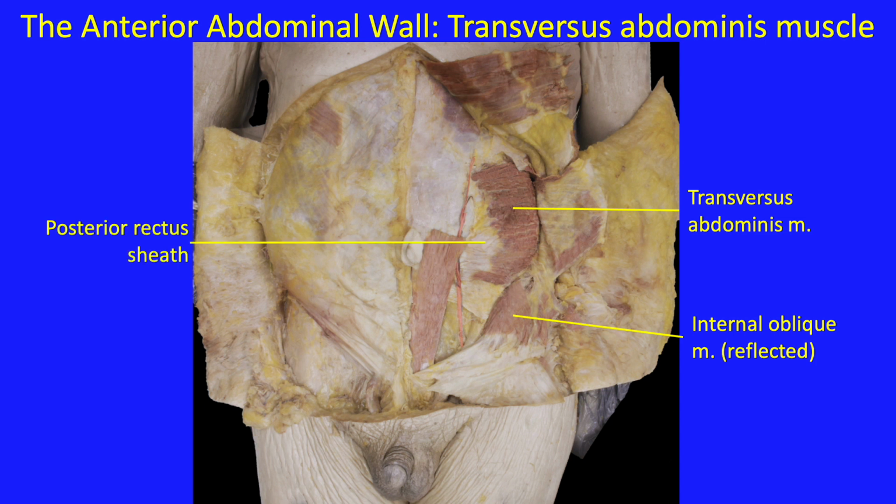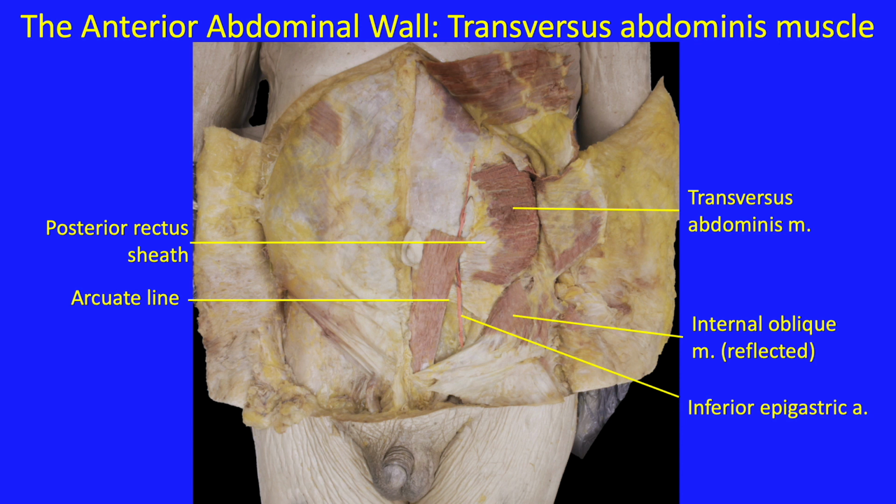The posterior rectus sheath, unlike the anterior rectus sheath, ends before reaching the pubic bone, and this termination is called the arcuate line. The location of this termination is approximately midway between the umbilicus and the pubic symphysis.